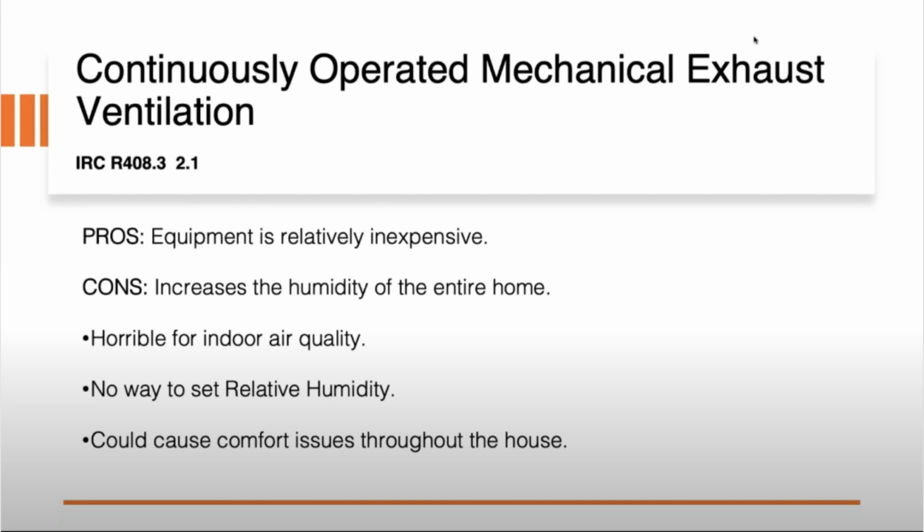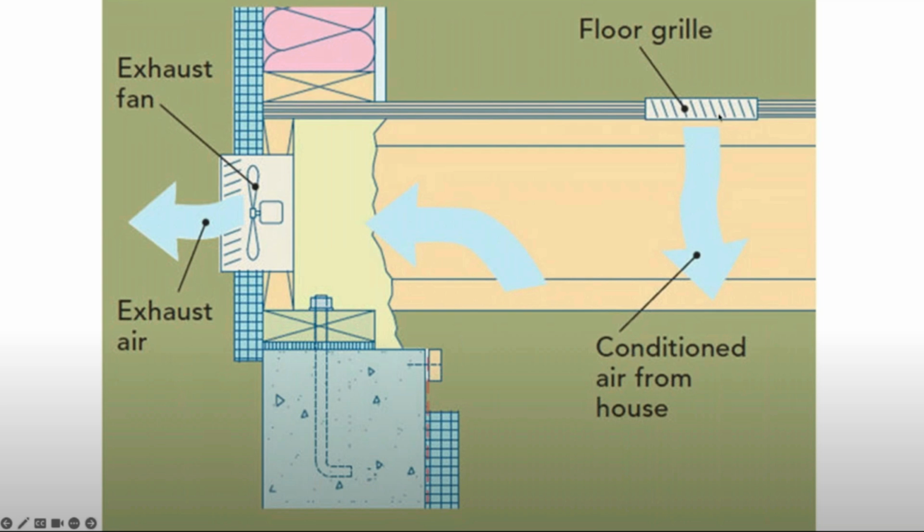The cons with this mechanical exhaust ventilation is it will most likely increase the humidity in the living space of the home in the humid times of the year. I'm going to show you why in just a minute. This system is not good for indoor air quality and can cause comfort issues throughout the house. The reason being is the effect it has on the crawl space. Basically, we have our floor grill that is allowing conditioned air per code to come into the house, and we are exhausting it out of the vent in the crawl space.